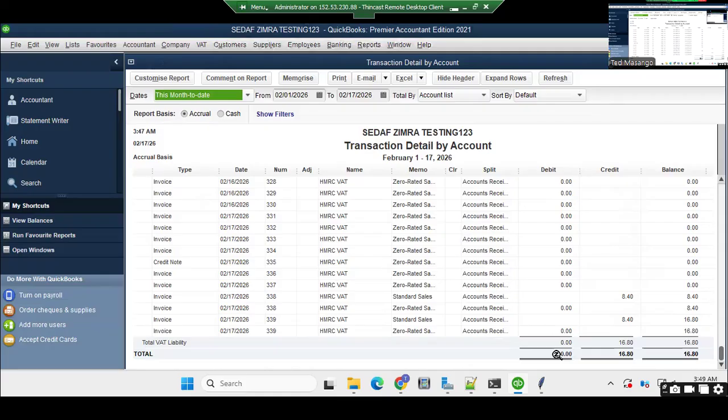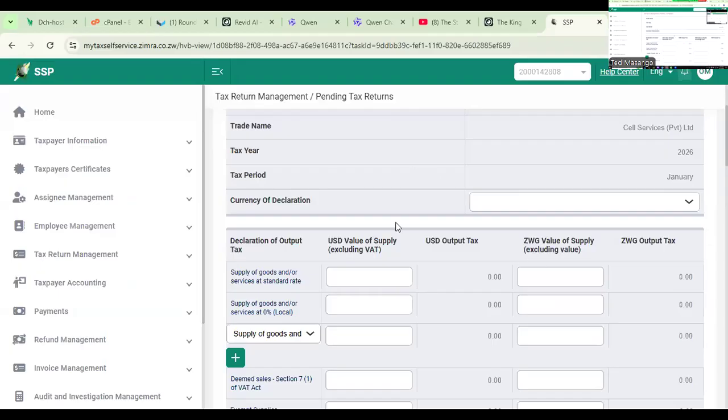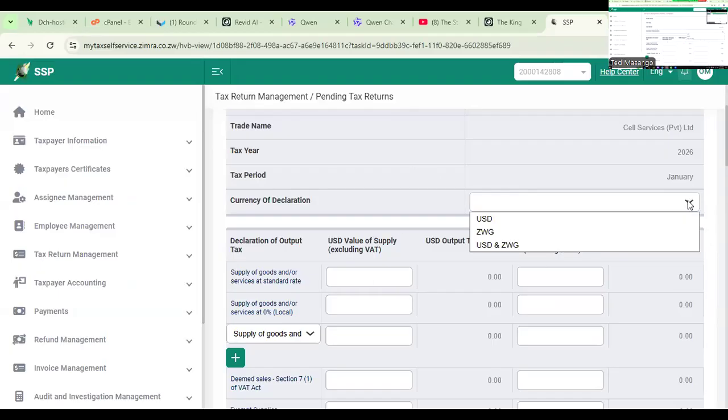Then from there on, you can have either a VAT payable or a VAT refund. Okay, let me go back to the portal so that we see how we are supposed now to do this. So you'd find once you are in your portal, you have to select how you are declaring.